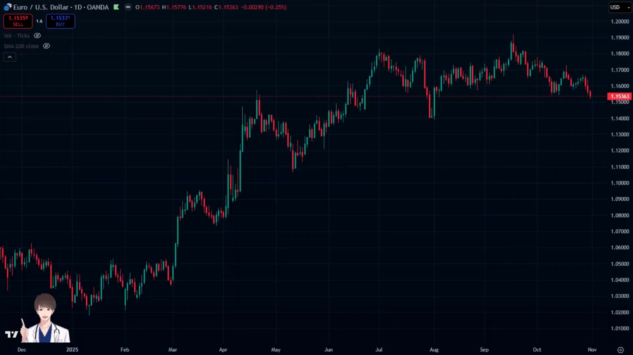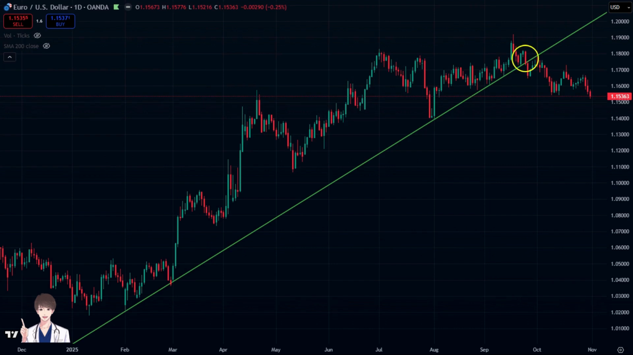Now, let's take a look at the daily chart. On the daily chart, the uptrend that began at the start of 2025 is still technically in place, but since late September, price has broken below the upward trend line. Because of this, I've paused my bullish bias and am taking a more neutral view.